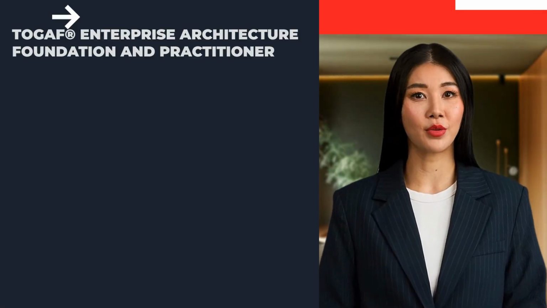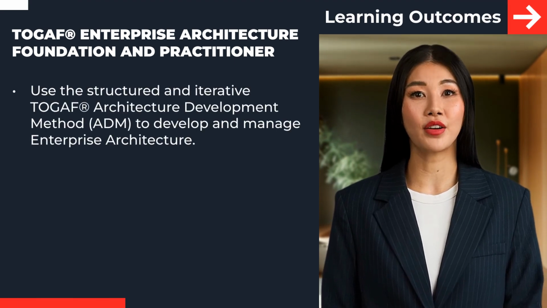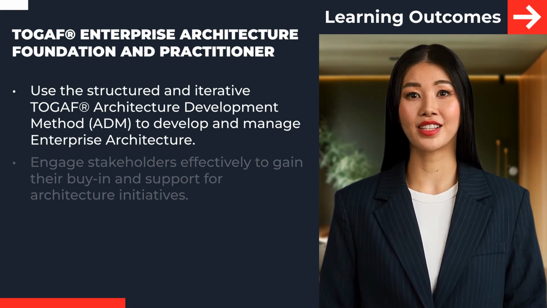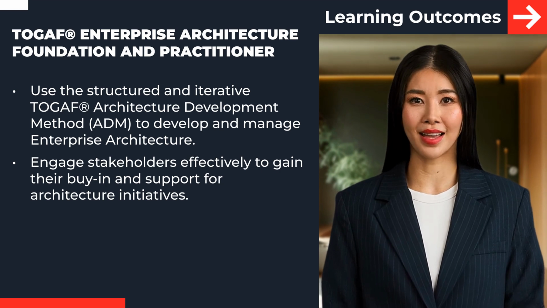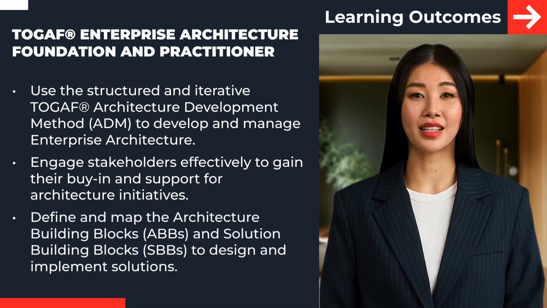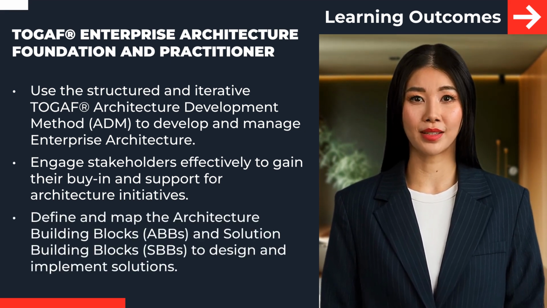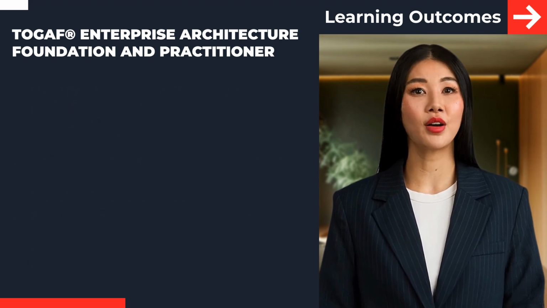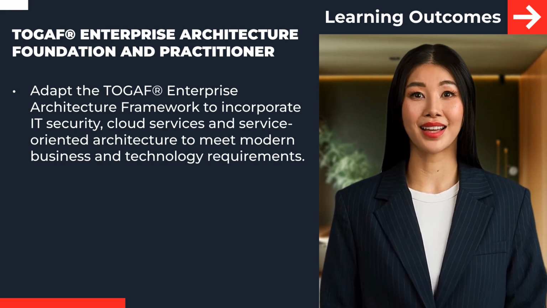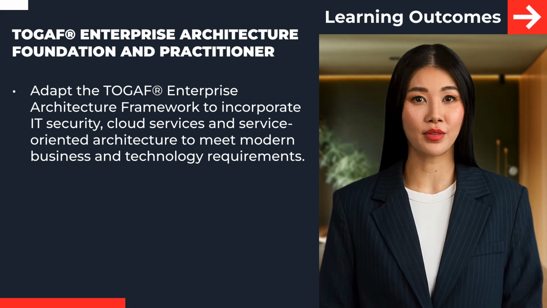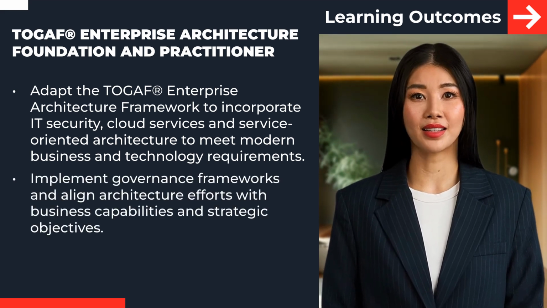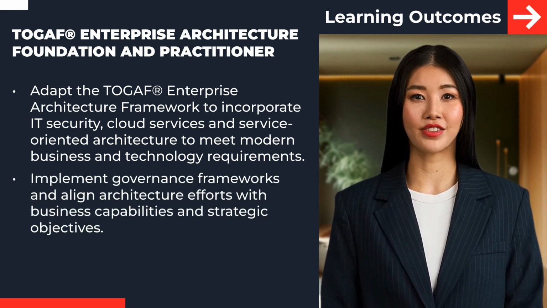By the end of this course, you will be able to use the structured and iterative TOGAF architecture development method to develop and manage enterprise architecture, engage stakeholders effectively to gain their buy-in and support for architecture initiatives, and define and map the architecture building blocks and solution building blocks to design and implement solutions. Moving on, you will also adapt the TOGAF EA framework to incorporate IT security, cloud services, and service-oriented architecture to meet modern business and technology requirements, and lastly, implement governance frameworks and align architecture efforts with business capabilities and strategic objectives.